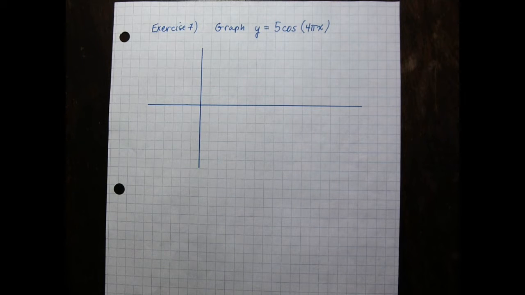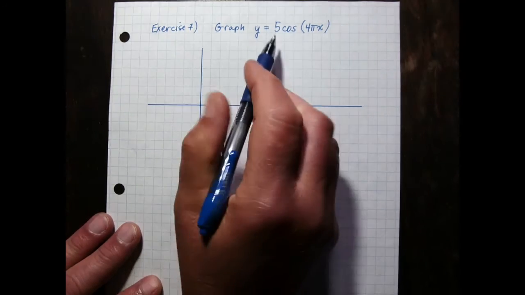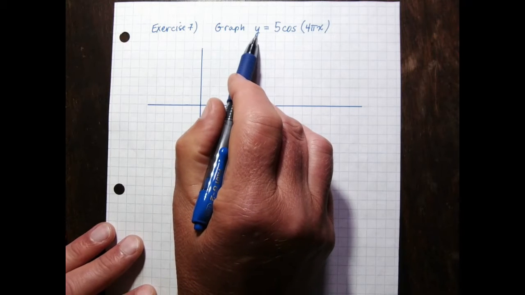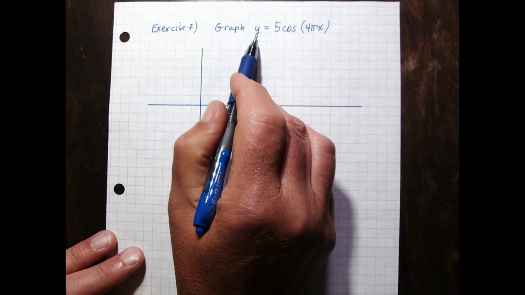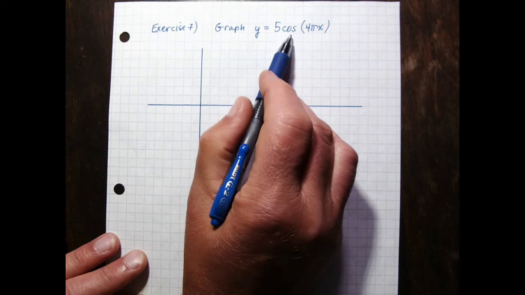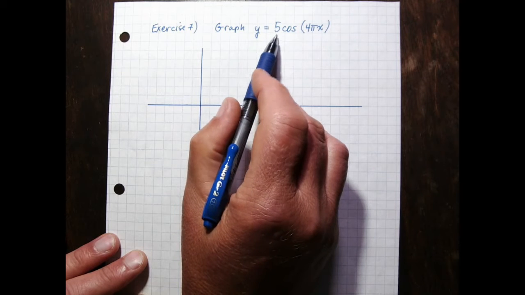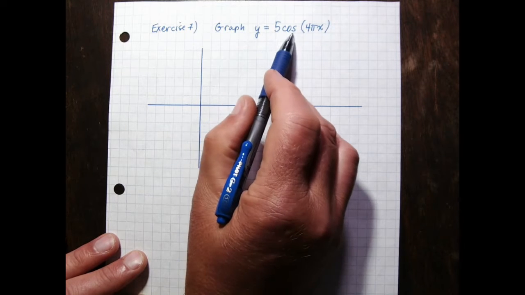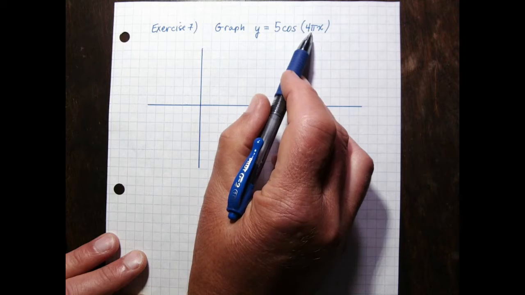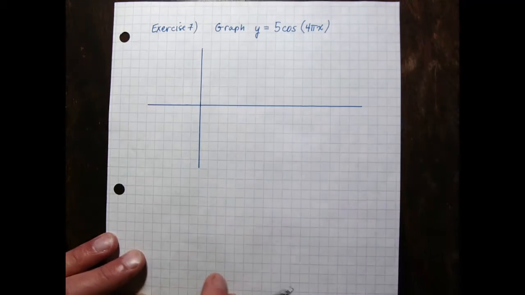Here's a cosine function, and also notice that we're making things a little bit more complicated now because we have an equation of the form y equals 5 cosine 4 pi x. So we have a coefficient in front of the cosine, and we also have a more complicated expression inside the cosine function.